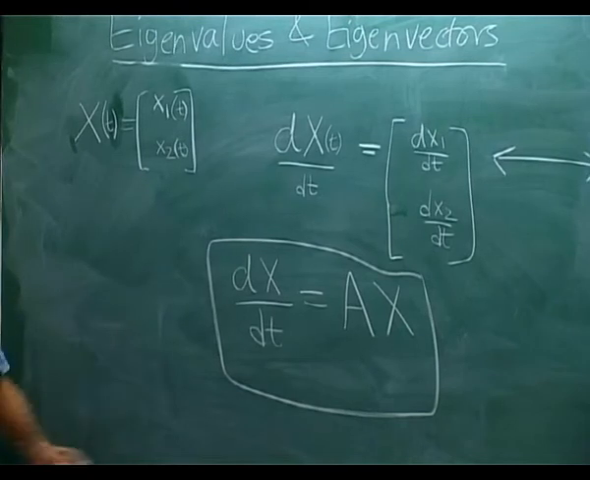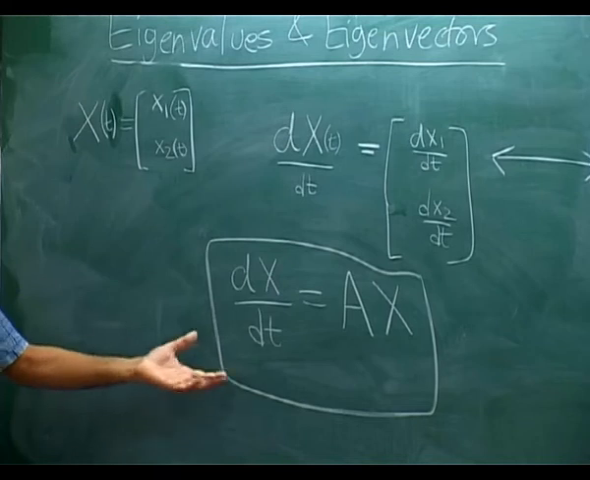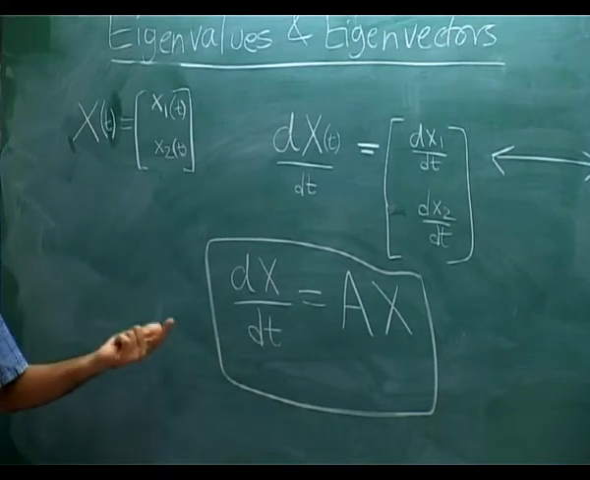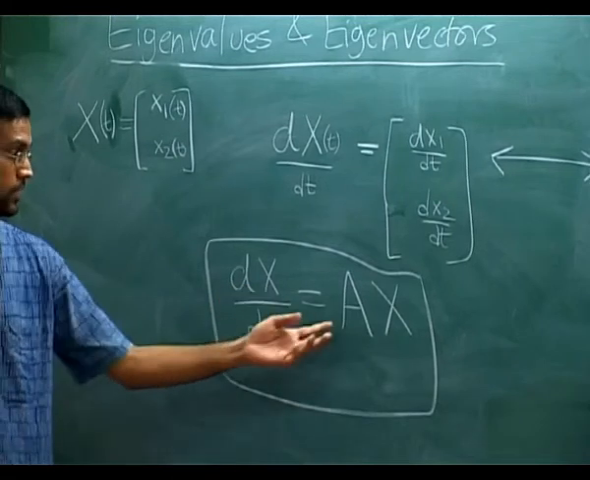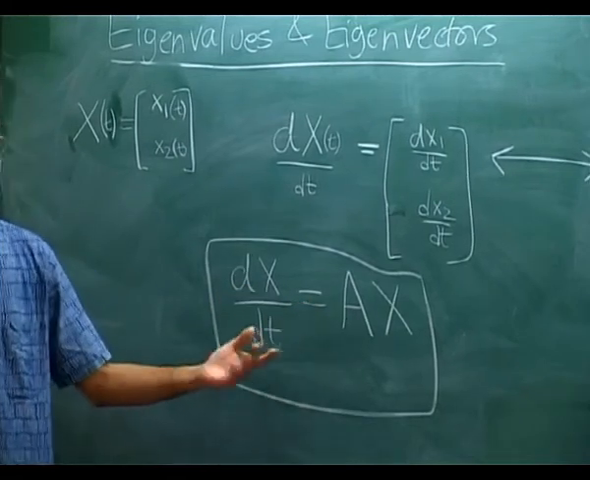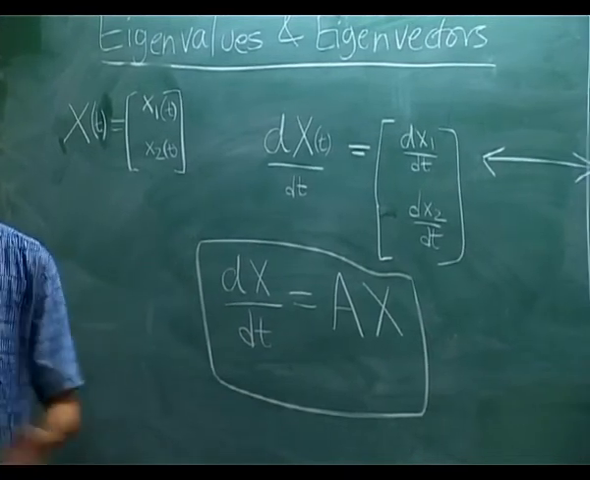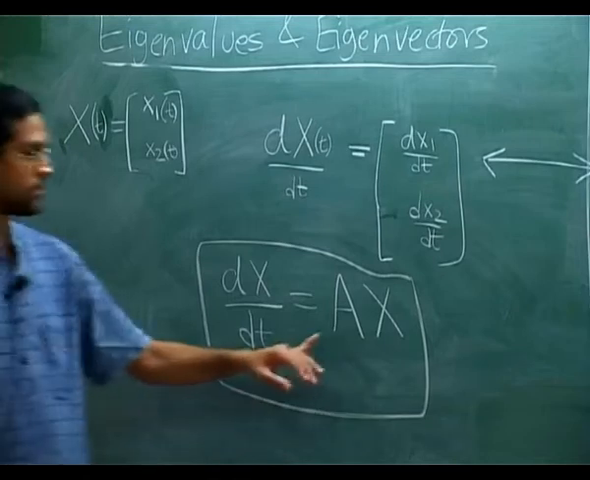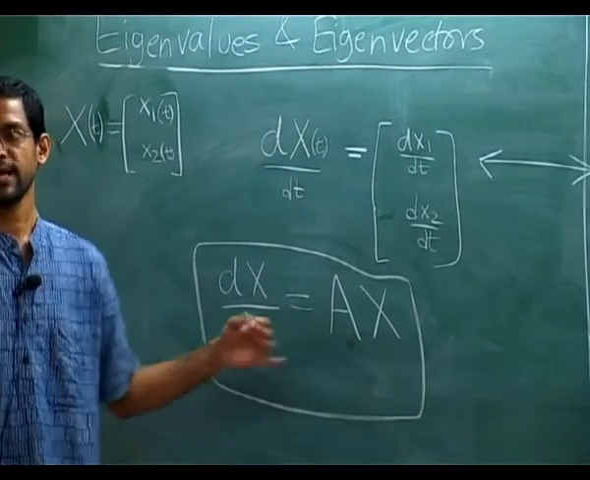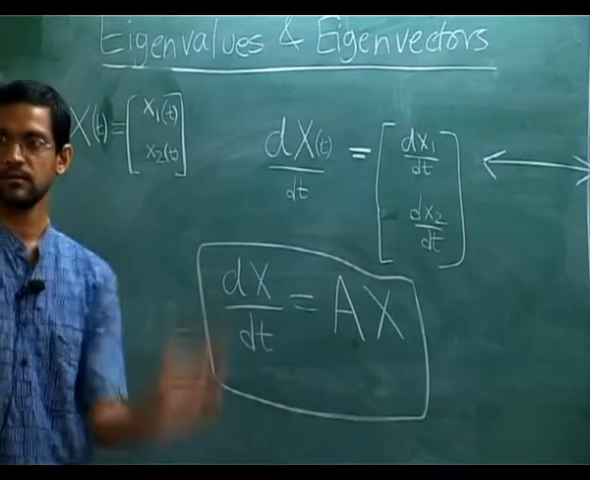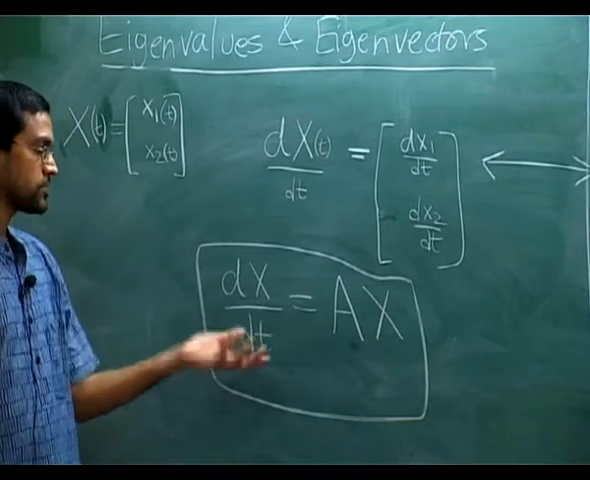Now the form of this looks just like a single variable equation. If instead of a vector I had just one function, and A is a number, this is like our usual uncoupled system, like d small x by dt is 2x. It looks a lot like that, except the constant in front has now become a 2 cross 2 matrix, and X is not a single function, it's a shorthand for two functions.